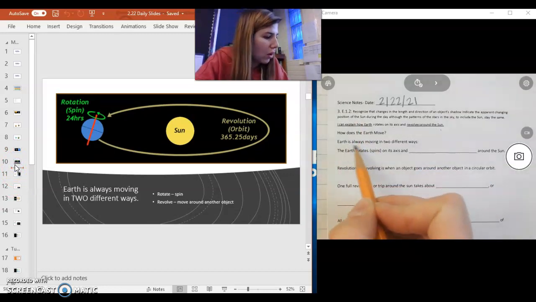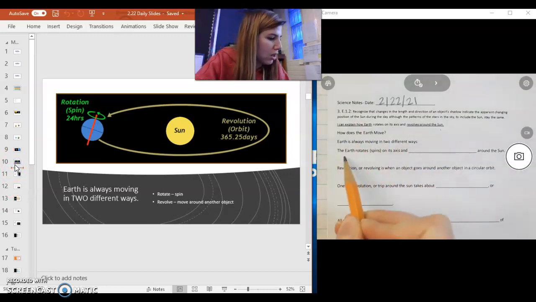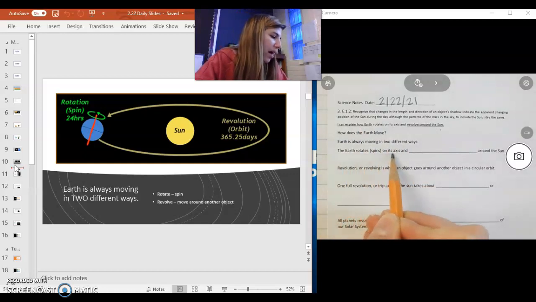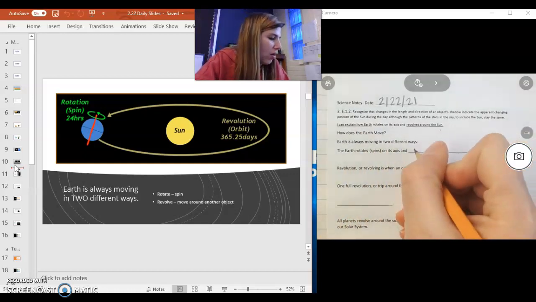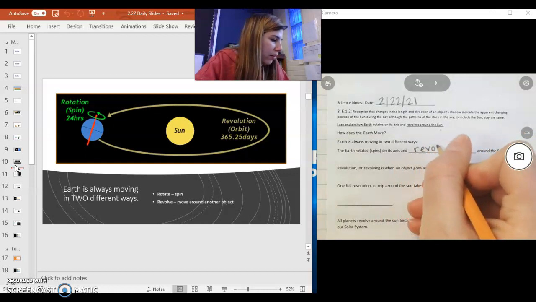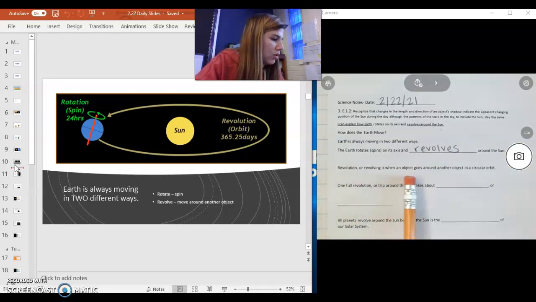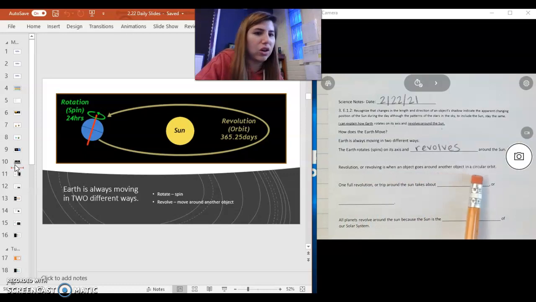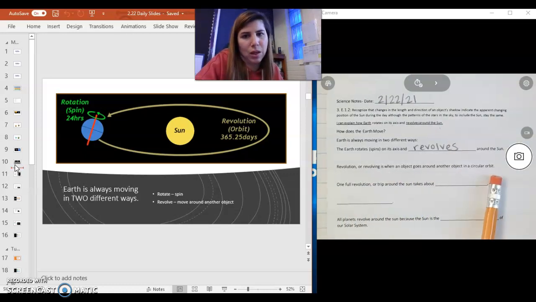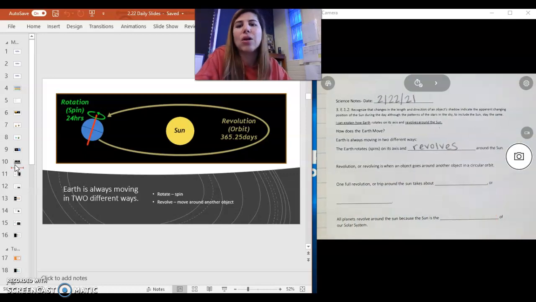So Earth is always moving in 2 different ways. The Earth rotates, or spins, on its axis, and it also revolves around the Sun. Revolution, or revolving, is when an object goes around another object in a circular orbit. Now we're going to talk about how long it takes for the Earth to make one full revolution.